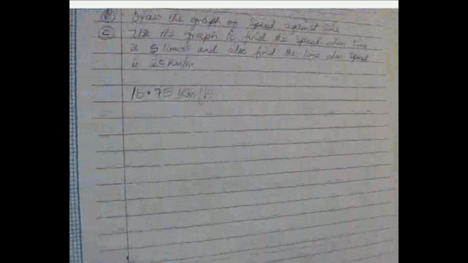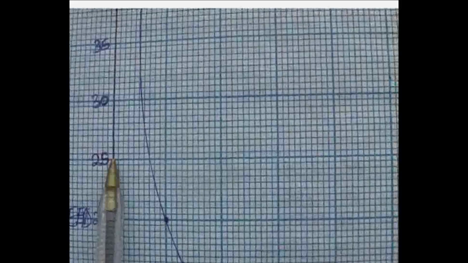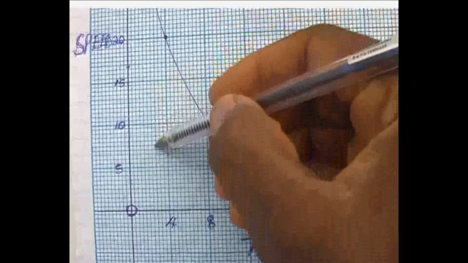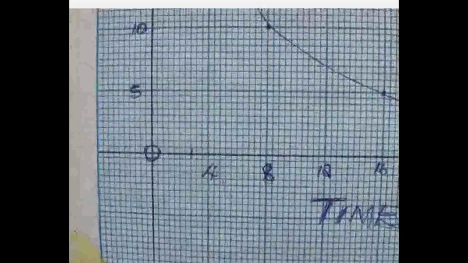Now the next question says, find the time when speed is 25 kilometers per hour. When speed is 25 kilometers per hour is this place. Trace the 25 kilometers per hour, and wherever it touches your curve, trace it down. It touched the curve here, so let's trace the line down. Watch closely. So it's at this place. So we're going to read the value of that place.